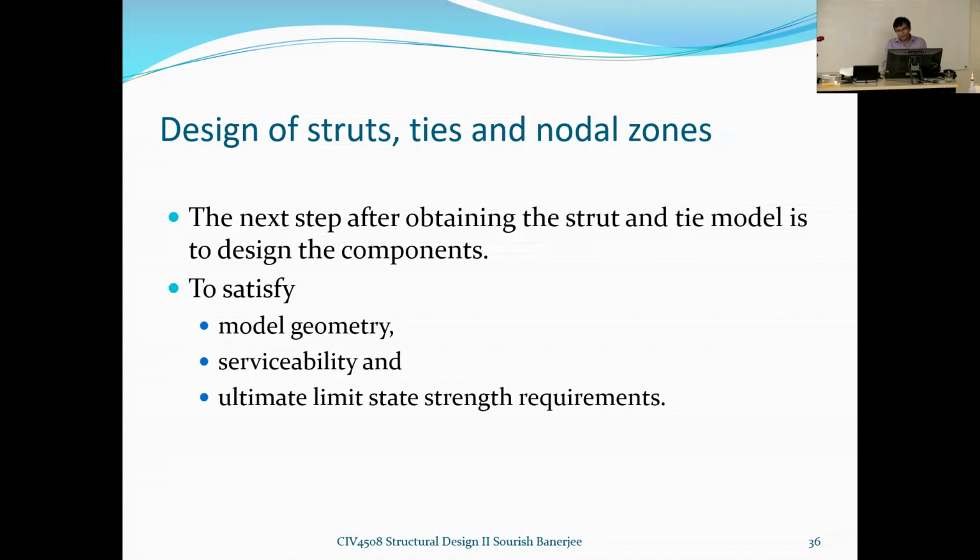Now let's move on. Let's assume now that we have the strut and tie model, because we have seen there are 3 different approaches we can use to develop a strut and tie model. Imagine we have the strut and tie model here. Now this is very important. If you don't have the model, then you cannot proceed further. So once we have obtained the model, then we will design the components. Now what we have to satisfy: you have to satisfy the model geometry, very important. The serviceability, we already know what the serviceability is, and the ultimate limit state strength requirements. So apart from serviceability and ultimate limit state, which you are already familiar with, we are also talking about the geometry here. This is very important, geometry.